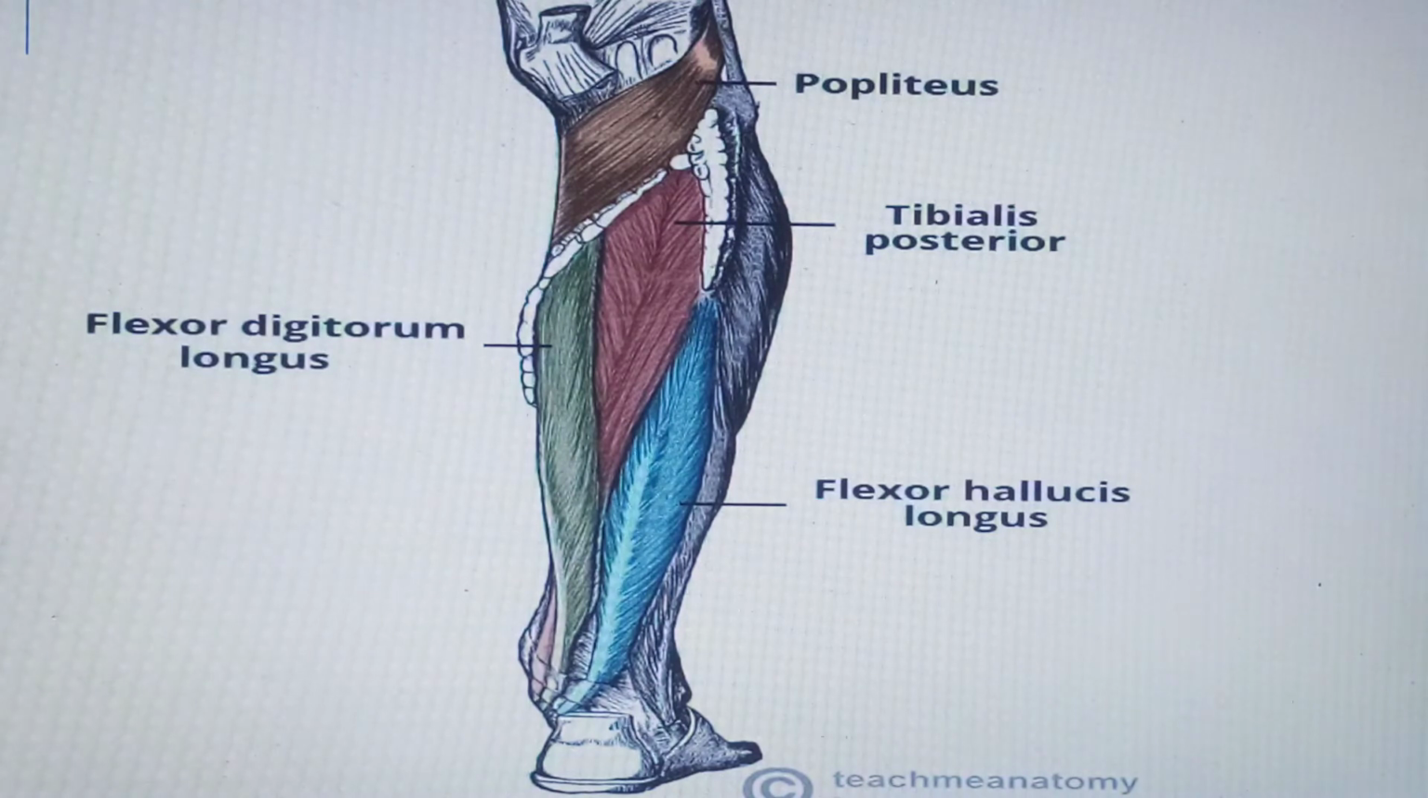Flexor hallucis longus. Because the fibula is more laterally placed, that's where it's going to originate from. And then it will insert into the plantar surface of the base of the distal phalanx of the great toe. Get to know that the great toe is known as hallux, and that is what we mean. So that is what we have to appreciate regarding the muscles in the posterior compartment of the leg.